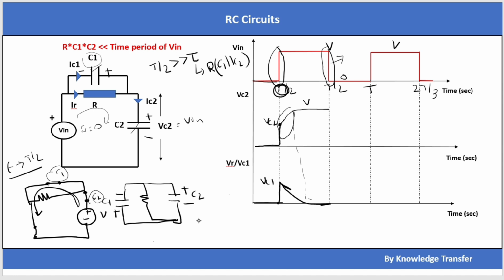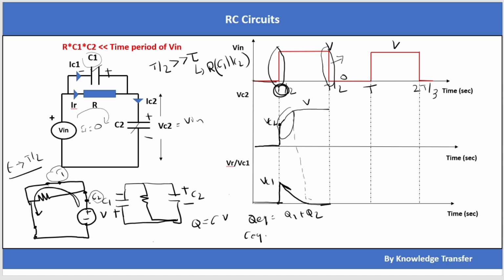Generally we say that the charge in a capacitor Q is equal to CV. In the same way, if I write in terms of equivalent, at t equal to 0 itself the charge should exchange between C1 and C2, because there is no current flowing through the resistor at t equal to 0. So the charge inside C2 will exchange with C1 and it will come to the stable point. So I can write Q equivalent equal to Q1 plus Q2, the charges in C1 and C2.